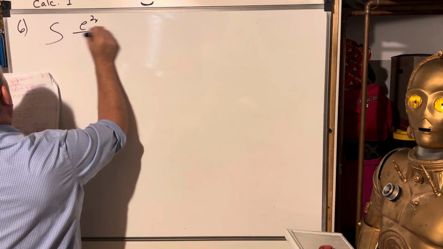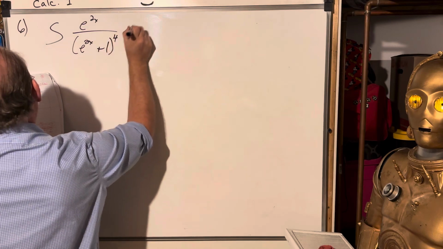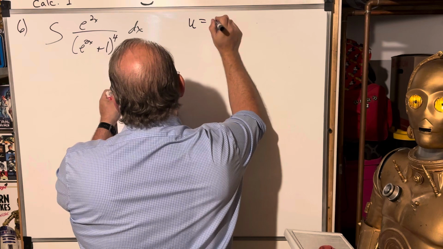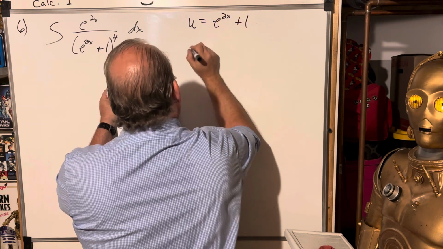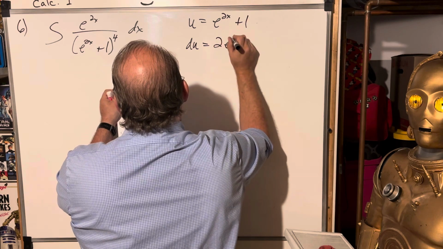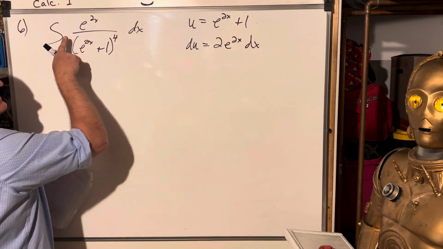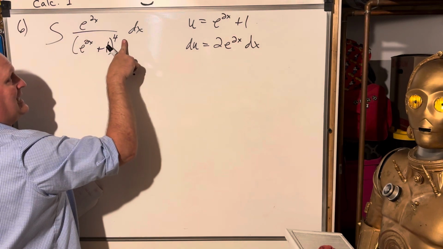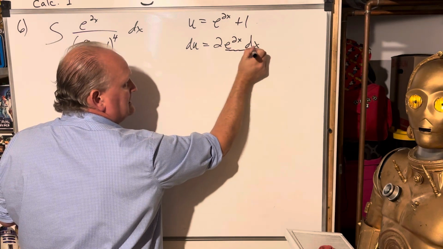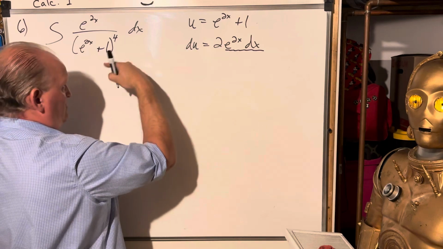e to the 2x over e to the 2x plus 1 raised to the 4th dx. So u substitution, u is equal to e to the 2x plus 1, du is equal to 2e to the 2x dx. Now, when I look back at this, I got an e to the 2x dx. I got this. I got this. I don't got that. So I have to solve this out for that so I can replace it.